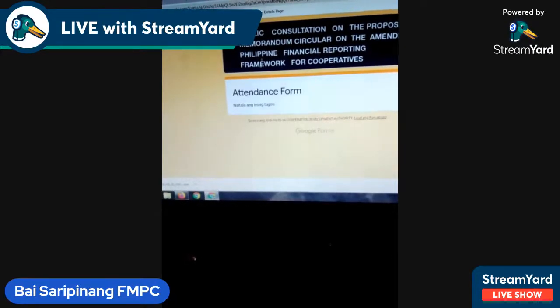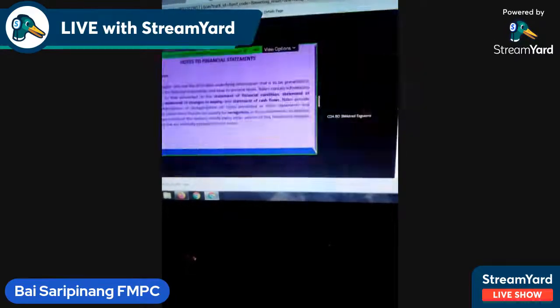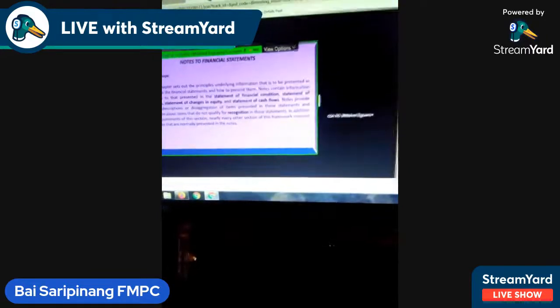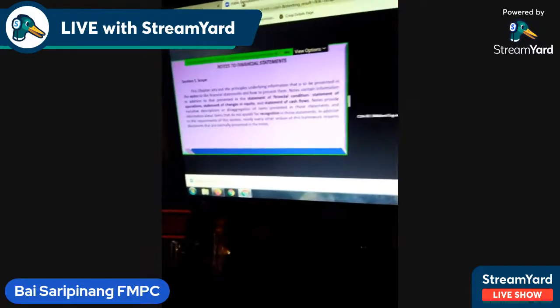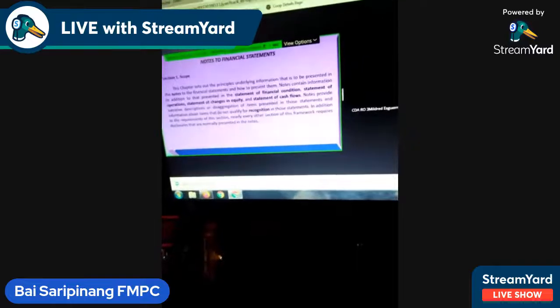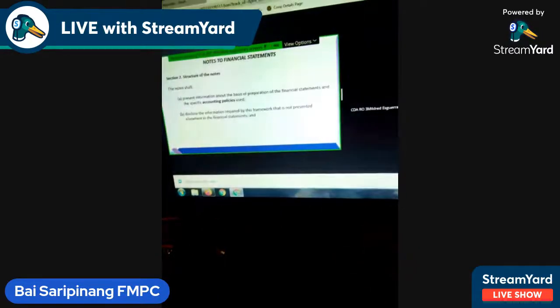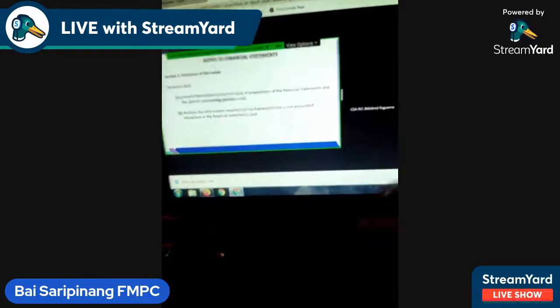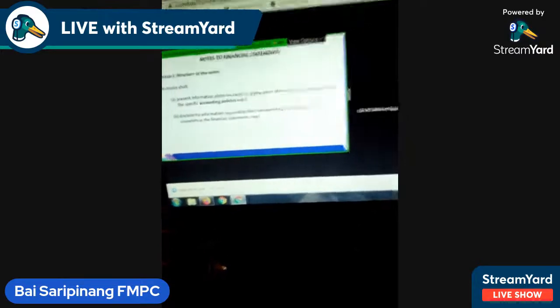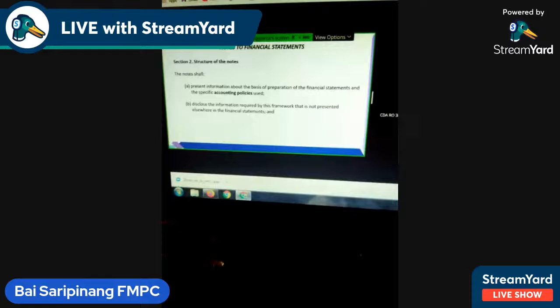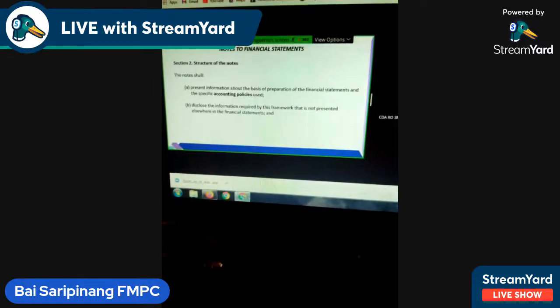for performance. Now, in addition to the requirements of this section, nearly every other section of this framework requires disclosure that are normally presented. Our notes are very important. We did not change anything there. We did not add or remove anything. So, it's just the same as before, and all cooperatives are still required to do so.